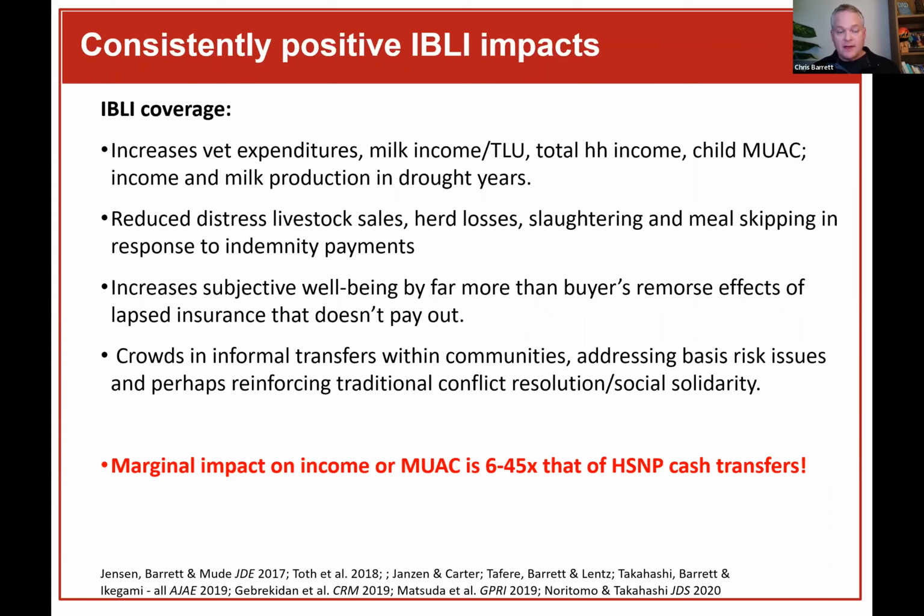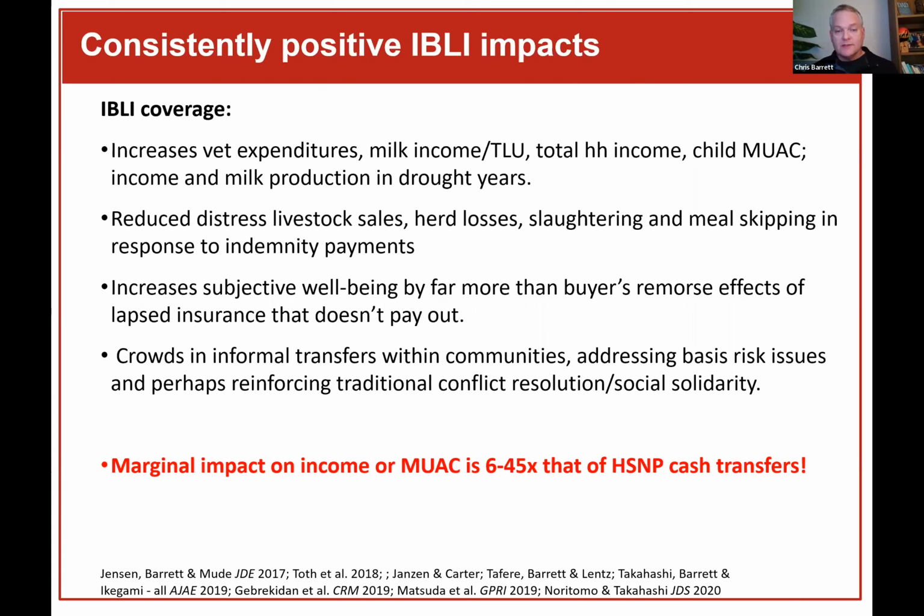But the key takeaway message, the real headline result around IBLI, was it generated a lot of positive impacts across lots of different dimensions. Rigorously designed, peer-reviewed research found that it was increasing households' veterinary expenditures, and the milk income per cow, or per tropical livestock unit, was increasing. Household income was increasing. Children's nutritional status, as represented by mid-upper arm circumference, increased. We saw in particular improvements in drought years.